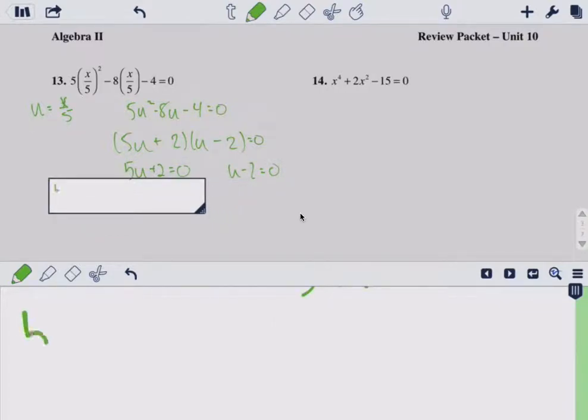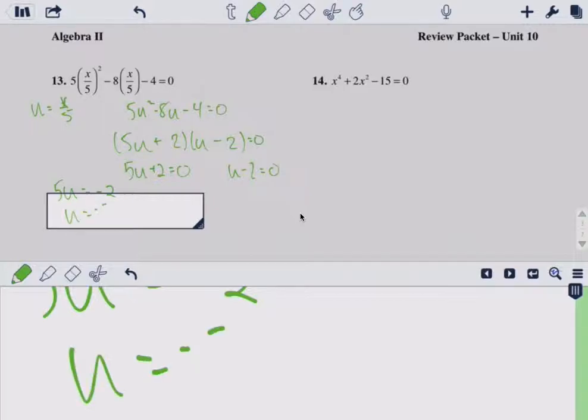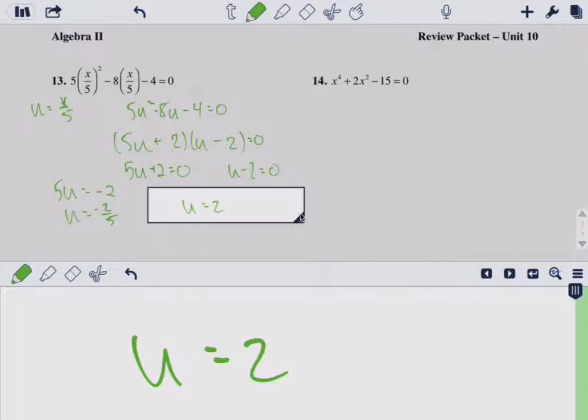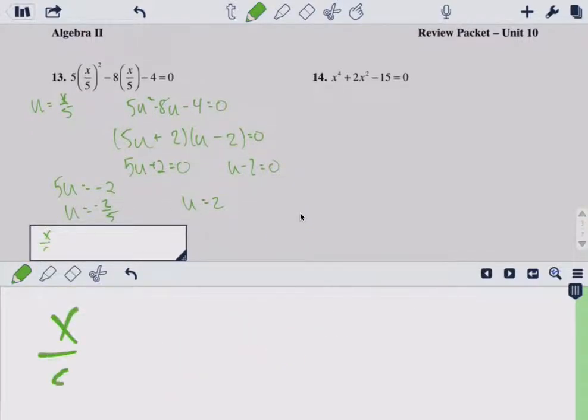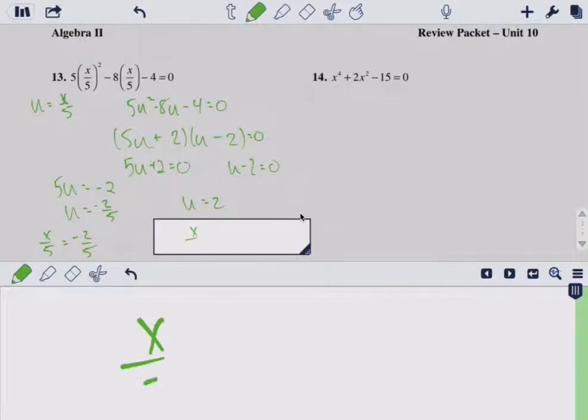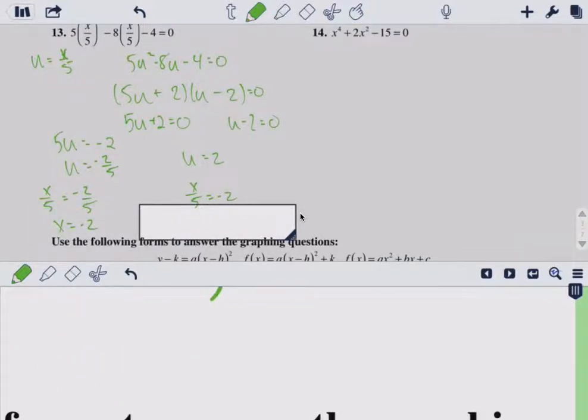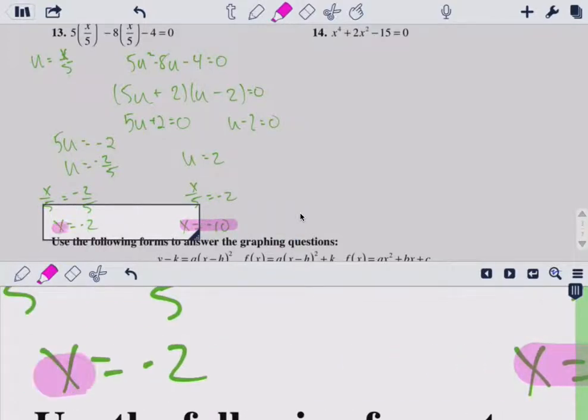So I get 5u is equal to negative 2, u is equal to negative 2 over 5, or I get u is equal to 2. Either case, u is x over 5 from our original. Okay, the one on the left says x equals negative 2. The one on the right says x equals negative 10. Both those being correct.